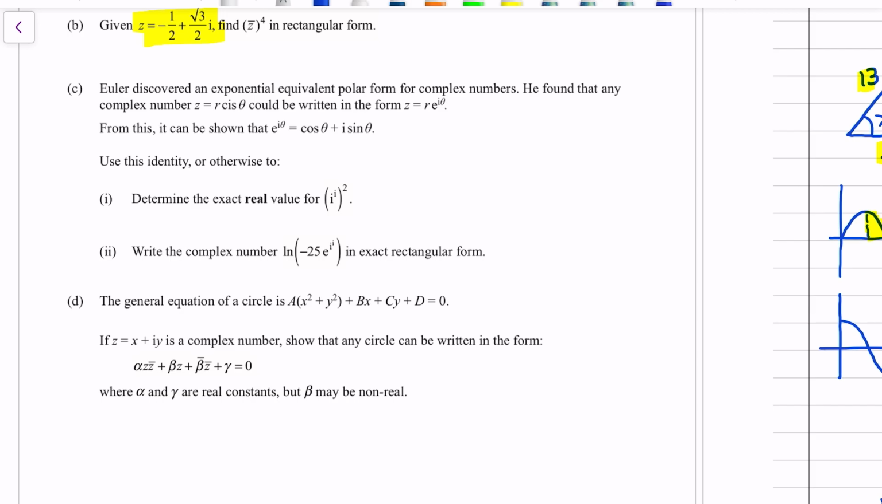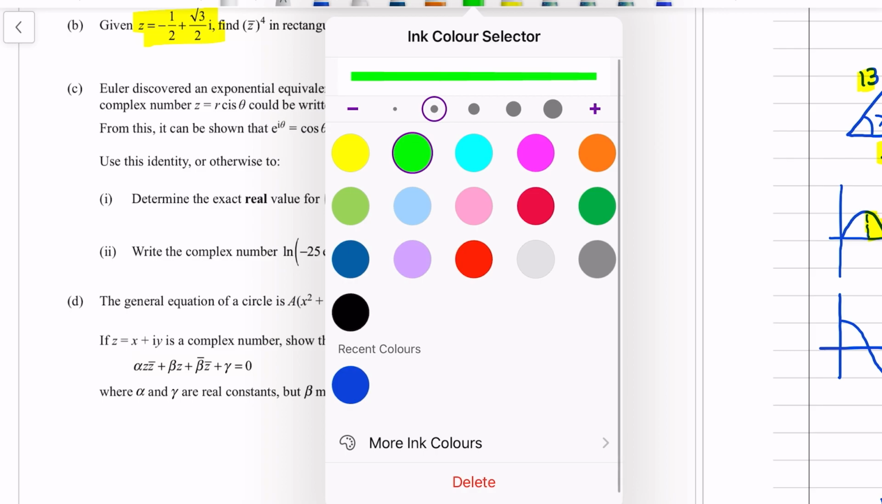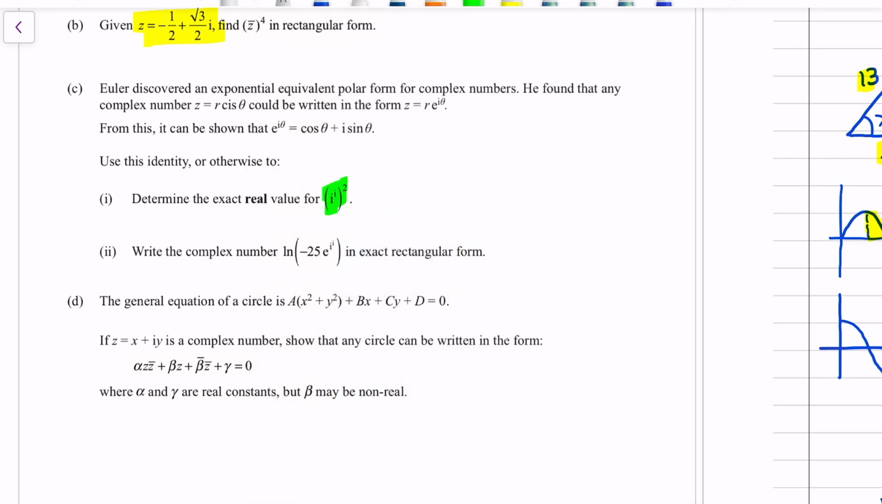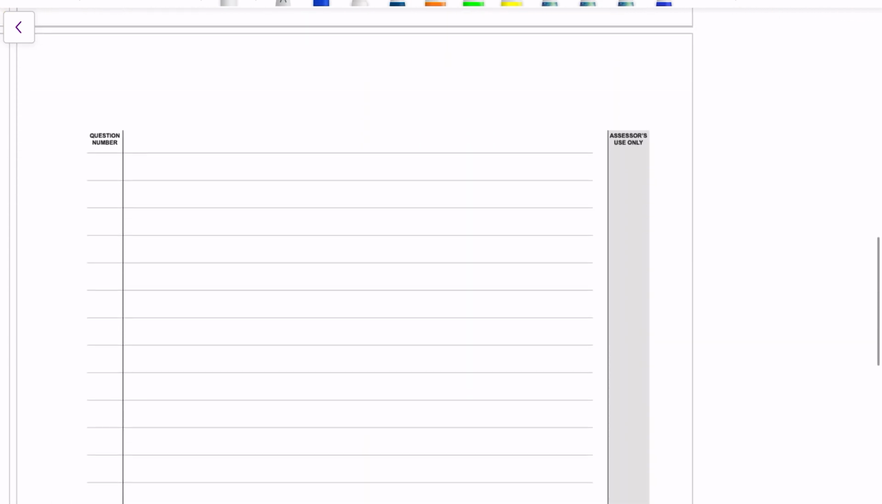You can cheat on your graphics calculator. You can just type in i to the i all squared and it gives you a number. It's a decimal. Turns out it's actually a really nice decimal. It's related to the number e. We've got to prove that. And then the second one, log of the stuff we need to also find, but this time in rectangular form.